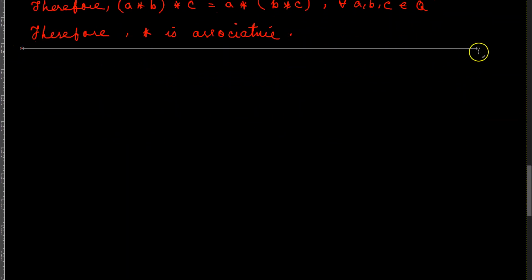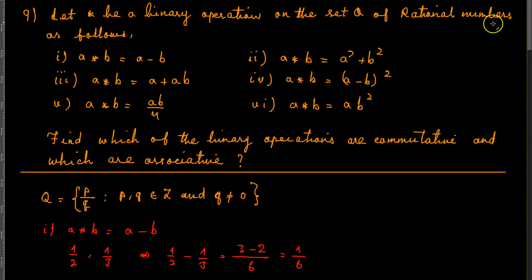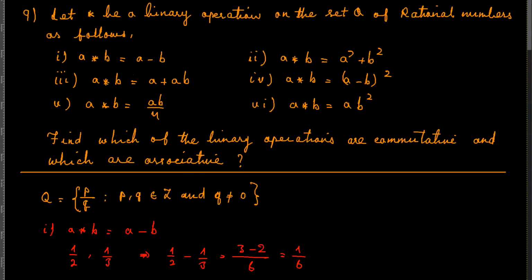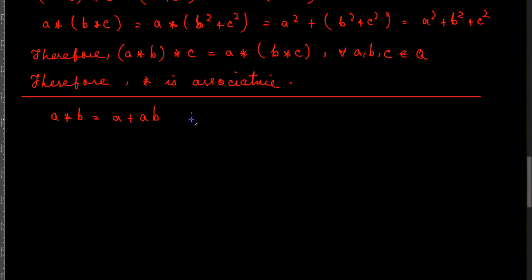So that is the second part of this question. The third part of this question is a star b is equal to a plus ab. And also we know that star is a binary operation defined on Q.